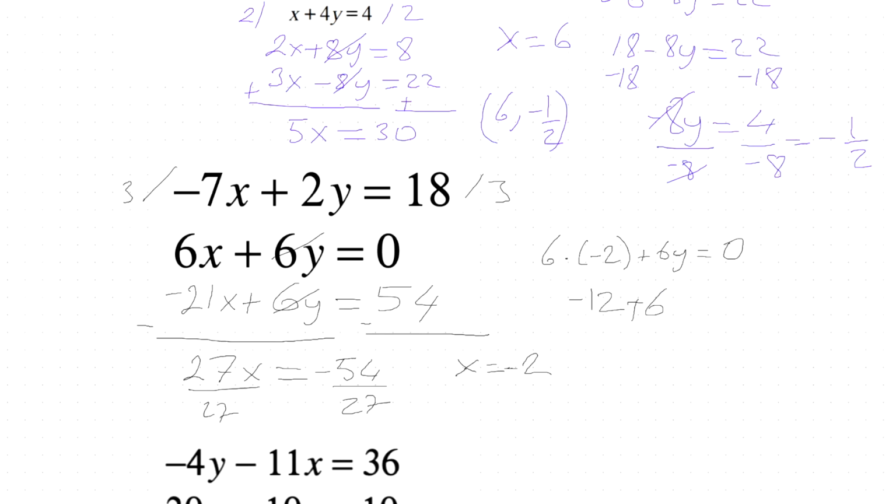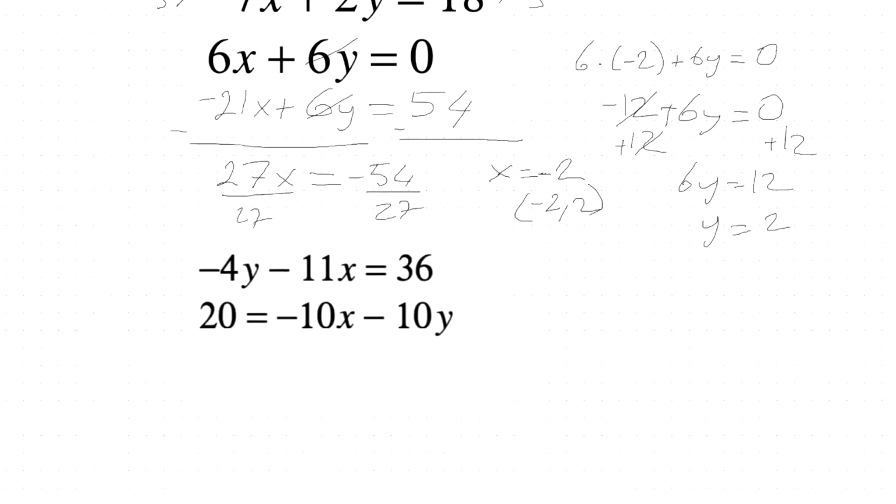Add 12 to both sides of the equation. So 6y is equal to 12, y is 2. Our solution set for this equation is then -2 and 2. Let's move on to the next one.